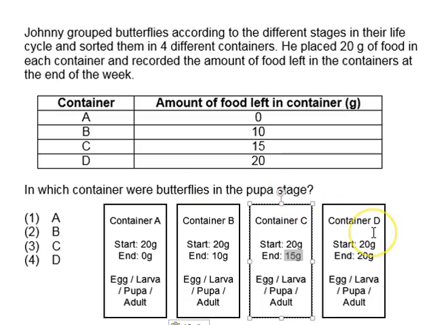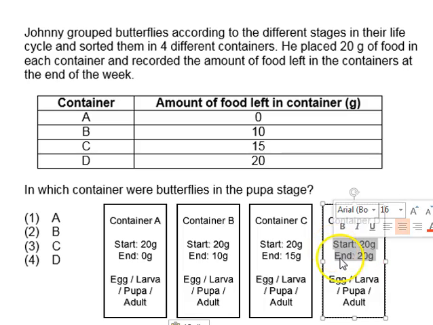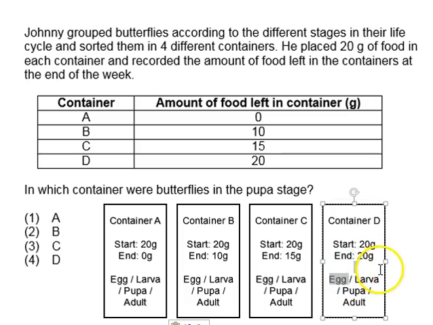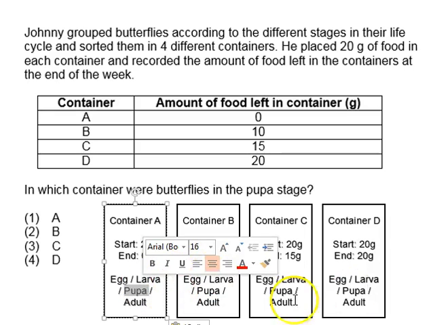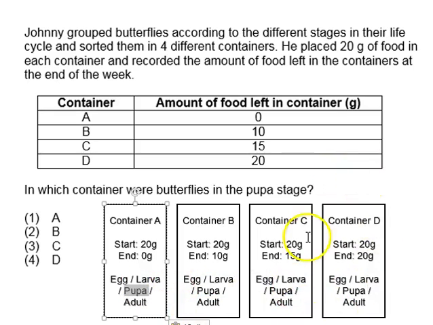Okay, so in container D, however, nothing changed, and we know that nothing changed, because it was either the egg stage for one whole week or the pupa stage for one whole week. So whereas for the others we can't tell, for container D we know that it's either one of those stages. So in which container were butterflies in the pupa stage, and pupa stage alone? Our best answer would be number 4, which is D.